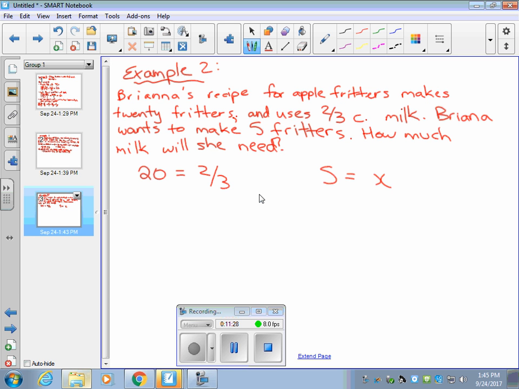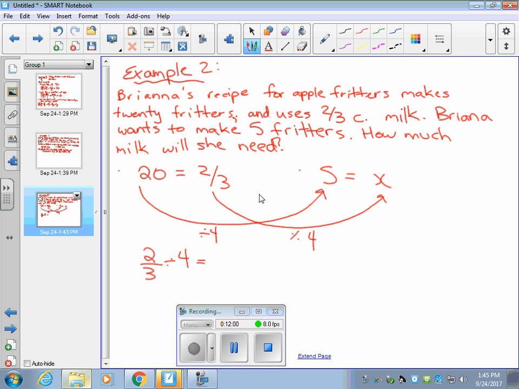So I look at this and I say, well, what are we doing to get from 20 to 5? What did we have to do to the recipe? Well, we divided it by 4. 20 divided by 4, so in order to get this number, we had to divide by 4. So in order to get the same amount of milk that I would need, I would also have to take the amount of milk and divide it by 4. So let's do that. So let's take 2/3 and divide it by 4.